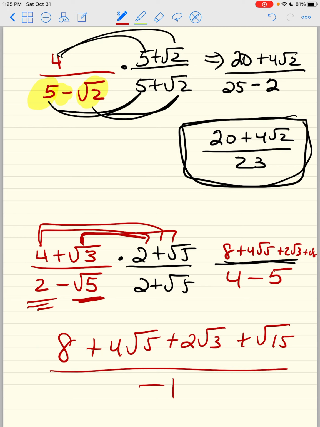Now, I always say this to my students. Nobody likes a negative in the denominator. If you want to get rid of the negative in the denominator, what you'll have to do is change every single sign in the numerator. This one, this one, this one, and this one. And then obviously change this to a positive.